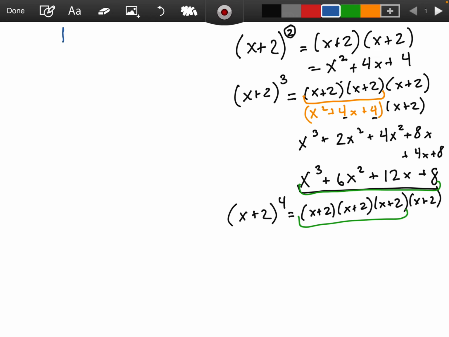So from Pascal's triangle, we start with ones, and then we always have a 1 on the outside, and we start adding these middle terms. So 1 plus 1 is 2. We keep the ones. 1 plus 2 is 3. 2 plus 1 is 3. 1. 1 plus 3 is 4. 3 plus 3 is 6. 3 plus 1 is 4.